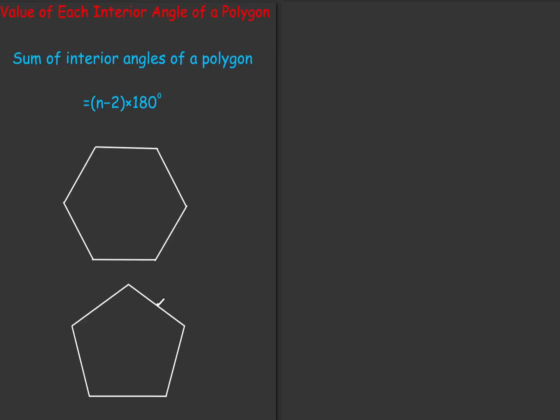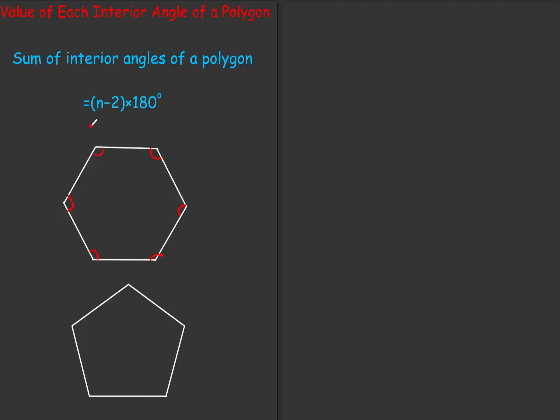Now, to recap on what we did, we got to understand that the sum of interior angles of a polygon is given by n minus 2 times 180. What do we mean by the sum of interior angles? The interior angles are the angles inside the polygon. For this, you can say this angle, this here, this, and then this. If we add all of them, the answer we'll get is what we call the sum of interior angles of a polygon.